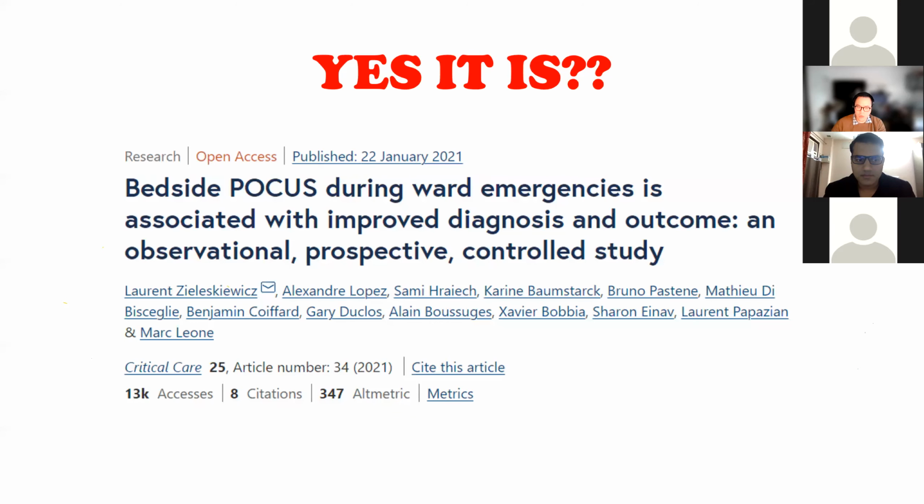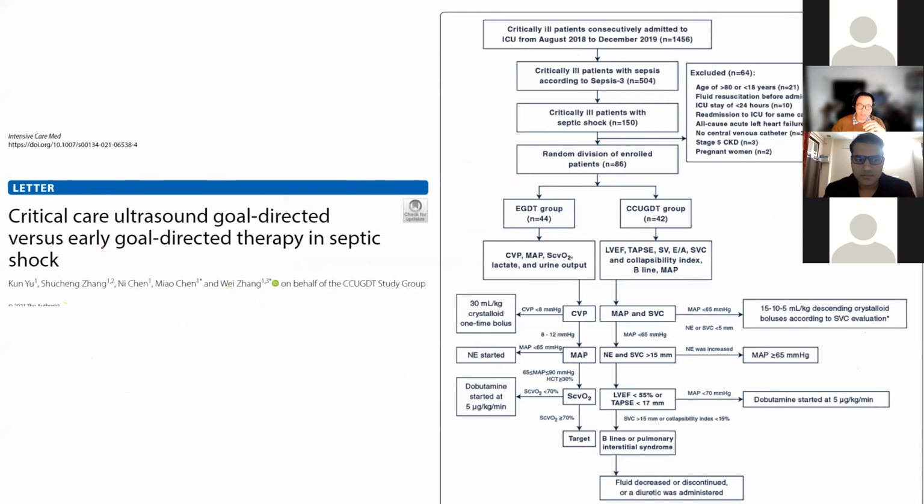And the answer is, well, yes. So this is again a very, very recent trial published last year, where bedside focus during ward emergencies, so these are sort of more acute settings, was associated with improved diagnosis and outcomes, and it's an observational prospective study. Equally, this is another yes, we need to do more bedside ultrasound.